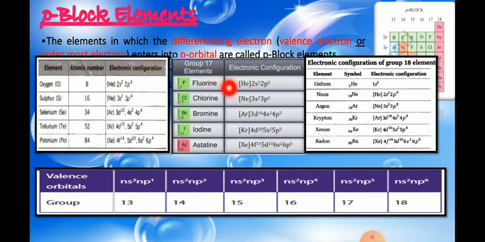In group number 17, we write ns2 np5. Group 18 is ns2 np6. So this ns2 np1, ns2 np2, they are what? The general valence shell electronic configuration that varies from ns2 np1 to ns2 np6 in case of p block elements, isn't it?